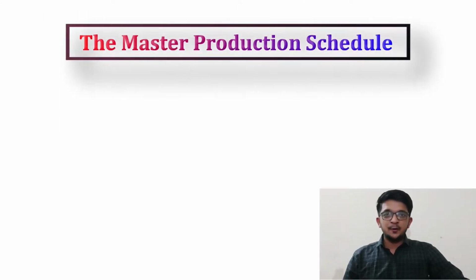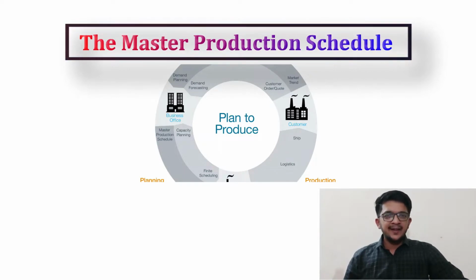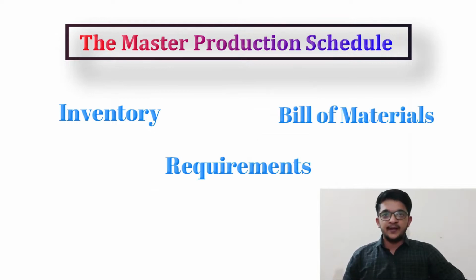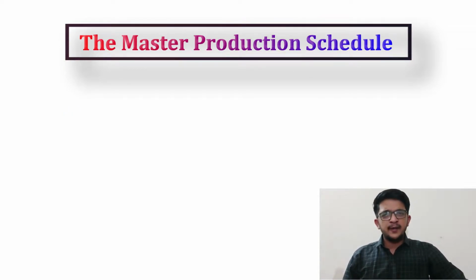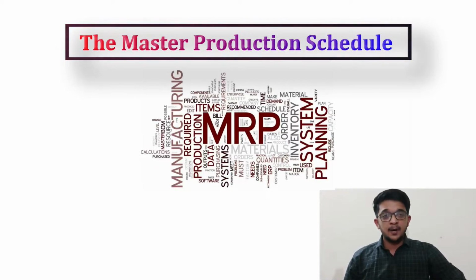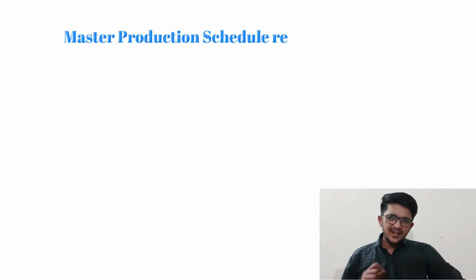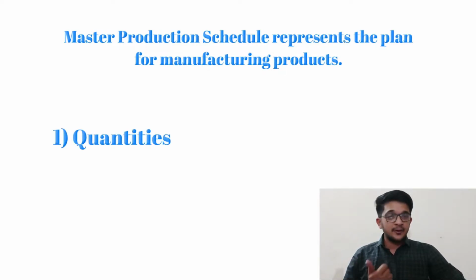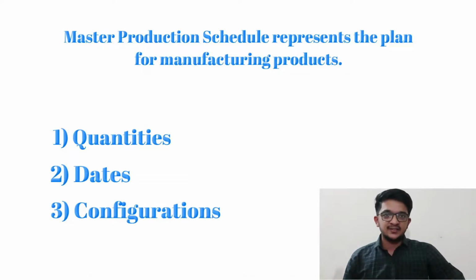The master production schedule is a detailed plan of production. It drives the MRP system by referencing inventory, requirement and bill of materials. For the purpose of material requirements planning, the time period must be identical to those in the MRP system. The master production schedule represents the plan of manufacturing products. It consists of quantities, dates and configurations.